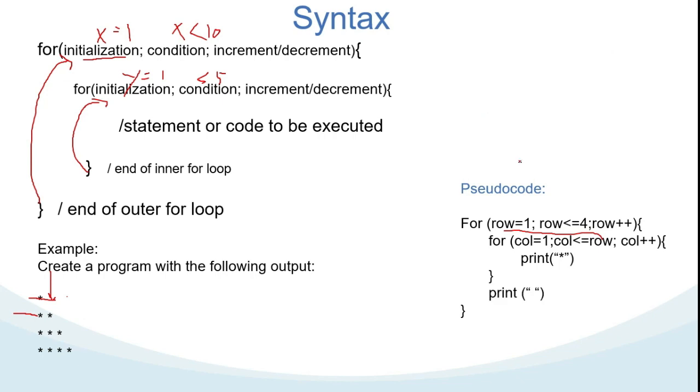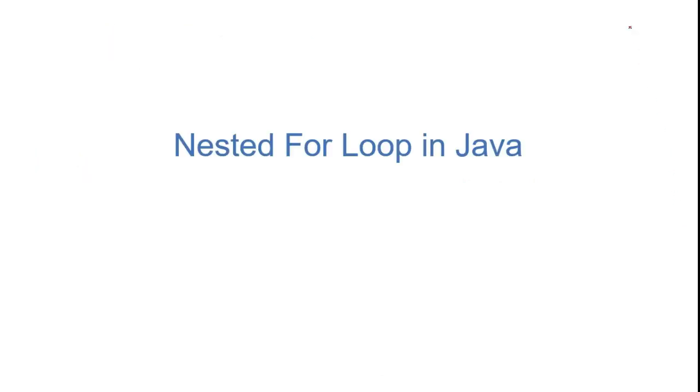And then to go to the next line, we need to print an empty space to bring it to the next line. Now let's see the nested for loop in Java.